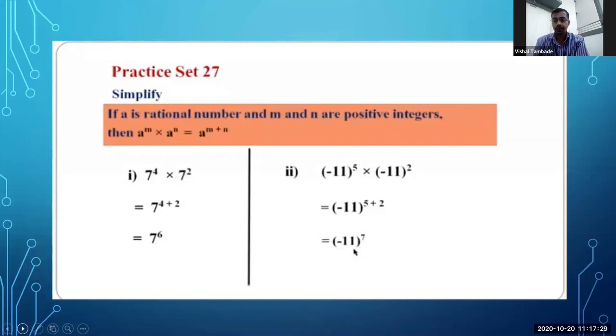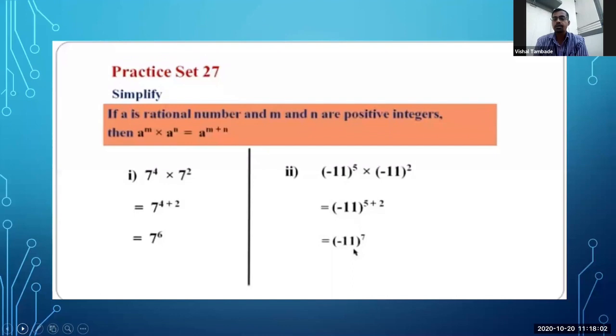Apply the law here. Our law says that if the base is the same, we have to add the power. Our base is the same. What is our base? The base is 7. That's why we take the base one time, that is 7. Then add the power. If the base is the same and the power is different and the operation between the numbers is multiplication, then you have to add the power.